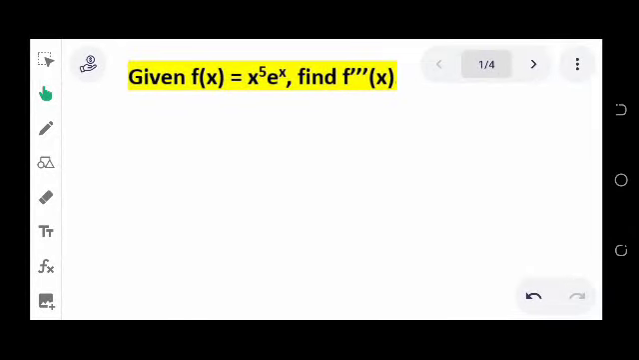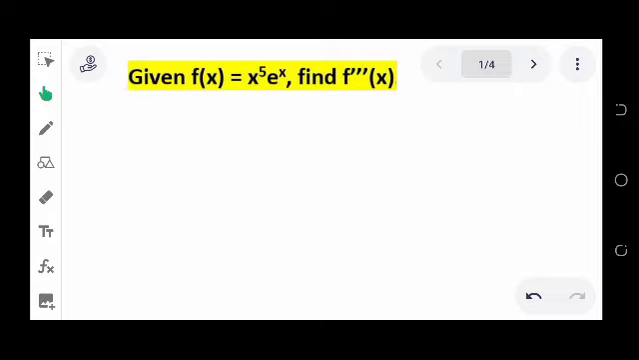In my previous video, I showed a trick on how to find the higher order derivatives of algebraic functions. Now, in this video, I'm going to show a trick on how to find the higher order derivatives of functions that are written as a product of an algebraic function and either a transcendental or a trigonometric function.